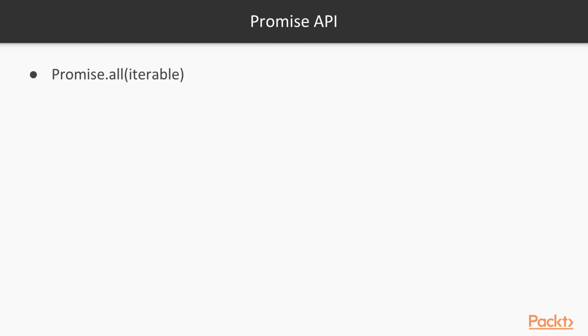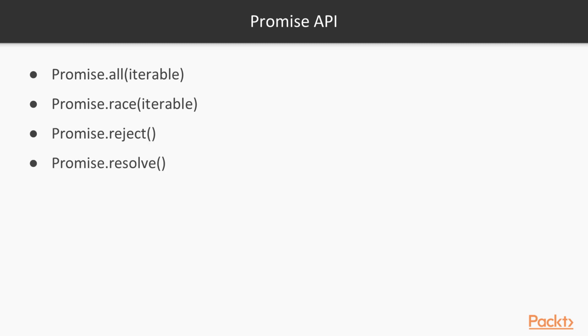Promise.all returns a promise that's either fulfilled when all of the promises in the iterable argument have fulfilled, or rejects as soon as one of the promises is rejected. Promise.race returns a promise that fulfills or rejects as soon as one of the promises in the iterable fulfills or rejects, with the value or reason from that promise. Promise.reject returns a promise object that is rejected with the given reason. Promise.resolve returns a promise object that is resolved with the given value.